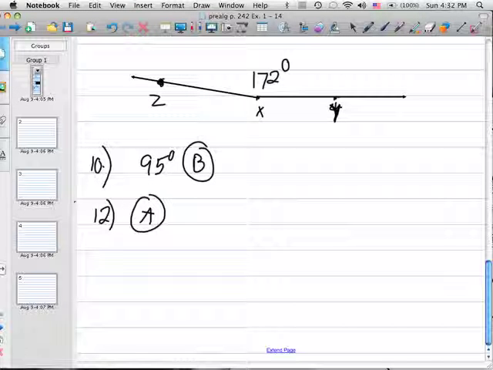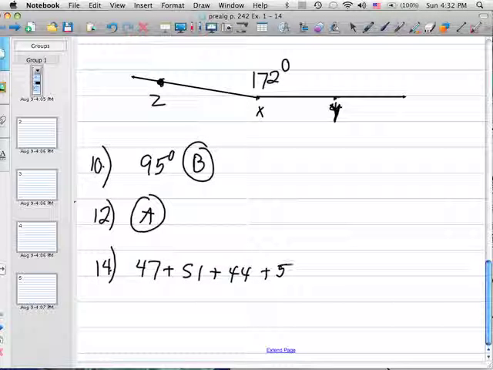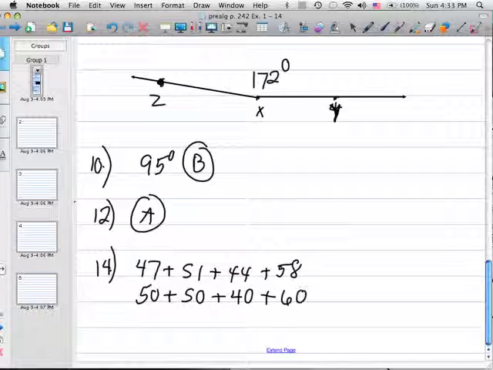And then 13 through 14. Number 13, be sure and show your work for that. Do it algebraically. 14, estimate the sum of 47 plus 51 plus 44 plus 58. When we estimate, we round to the largest place value, so that would be tens in all this case. So this is 50 plus 40 plus 60. So if I add that up, I get close to about 200.